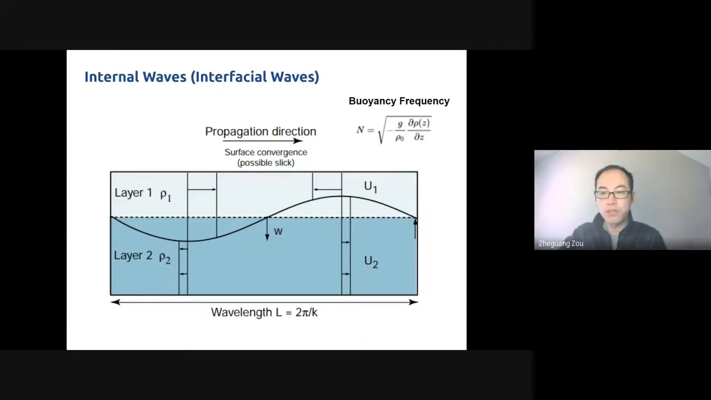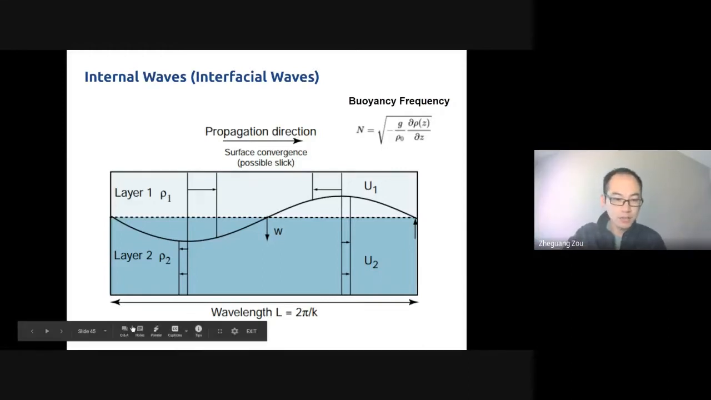And one important parameter for internal waves is called the buoyancy frequency. It has another name that I don't know how to pronounce, but we usually call it buoyancy frequency. I will skip the mathematical part for this one. You can look it up if you're interested. But this is the natural frequency that exists due to the buoyancy. So think about it this way.